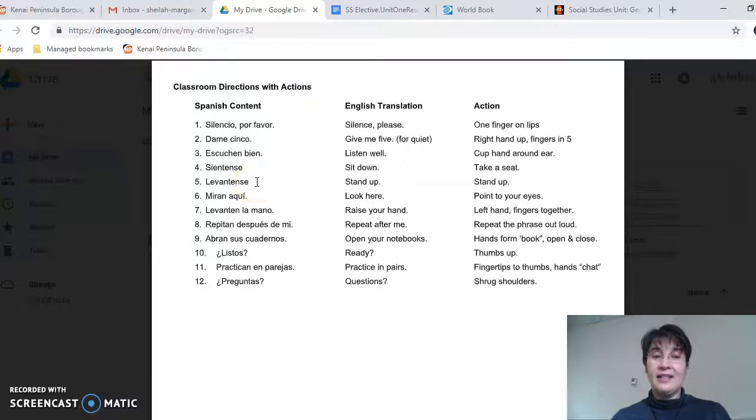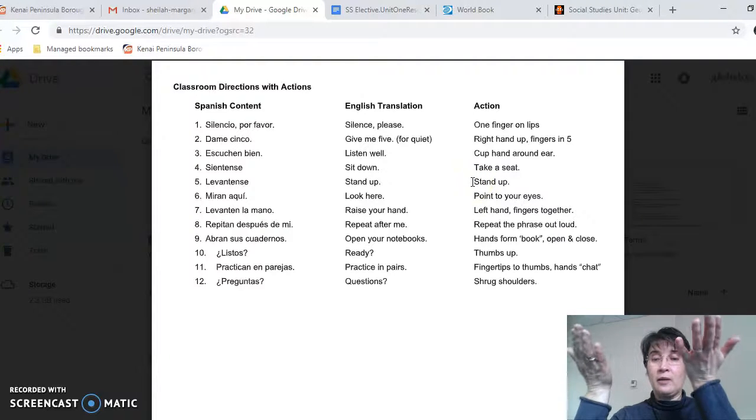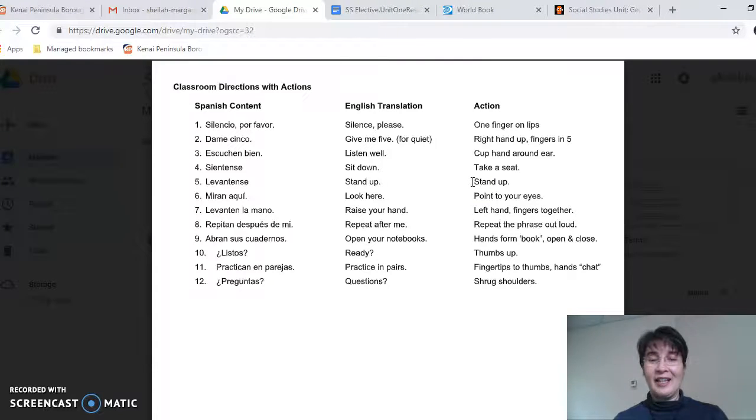The opposite of that is number 5, and that's levántense. Levántense means to stand up. All right, and again, an easy action for that is simply to stand up. Your teacher might raise your hands up in the air to help you remember that you're raising your body up, you're standing up. Number 6 is miran aquí.